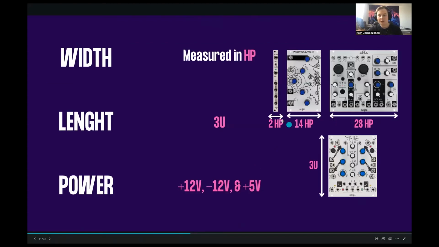You measure it in width of HP. The way it works is you have a screw, and if two screws fit in the width of that panel, that's called 2 HP. If 14 screws fit in the width of that panel, that's 14 HP. And so on. That's 28 HP, this is 20 HP. And the length of it is measured in U, so in rack units, and it happens to be the length of 3U. So in Eurorack format you measure in 3U by HP, however many HP it is, that's how wide it is.